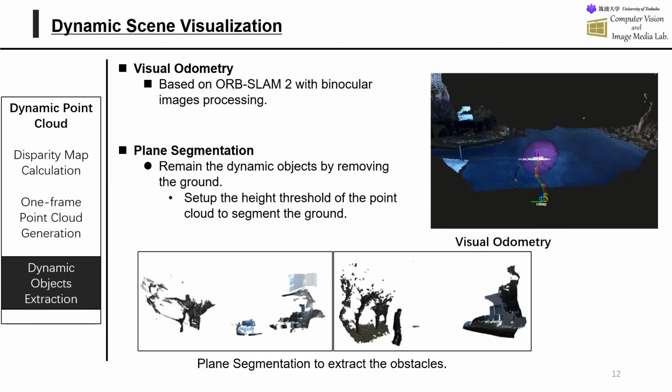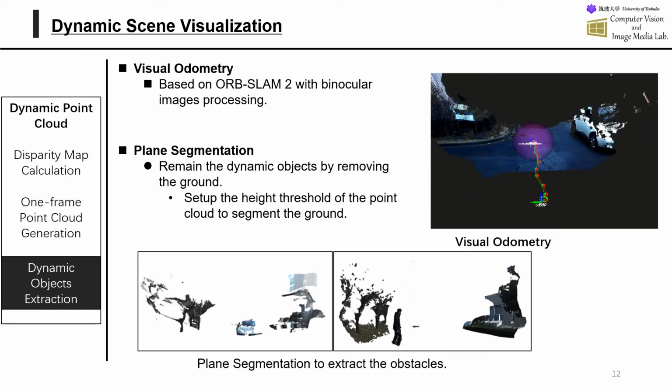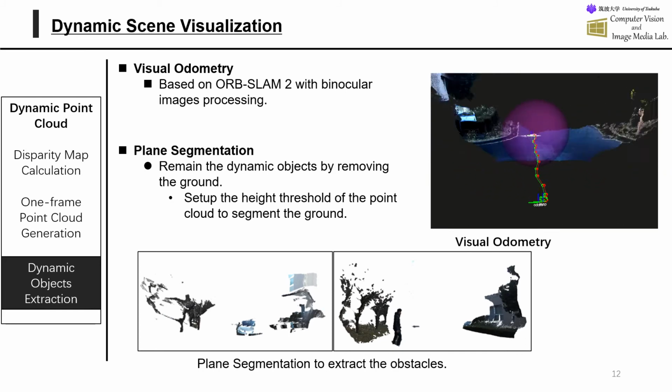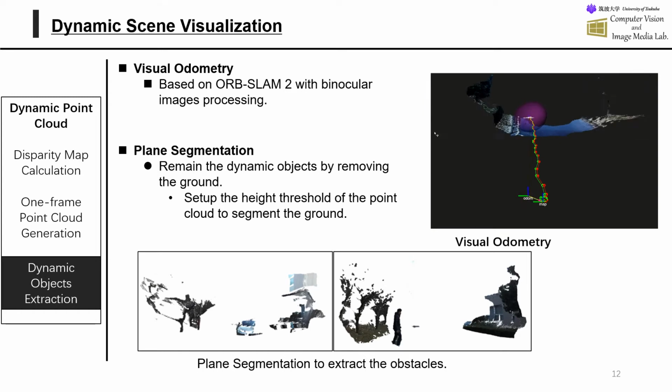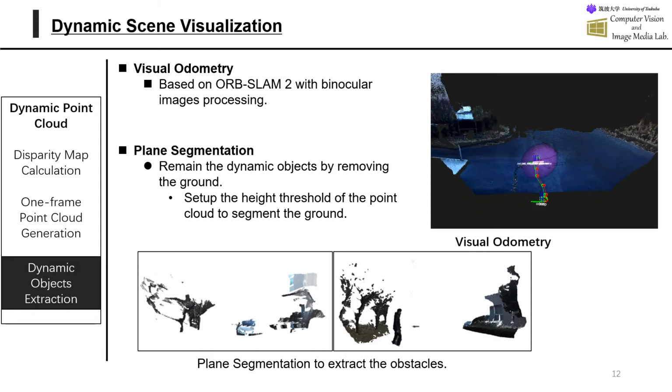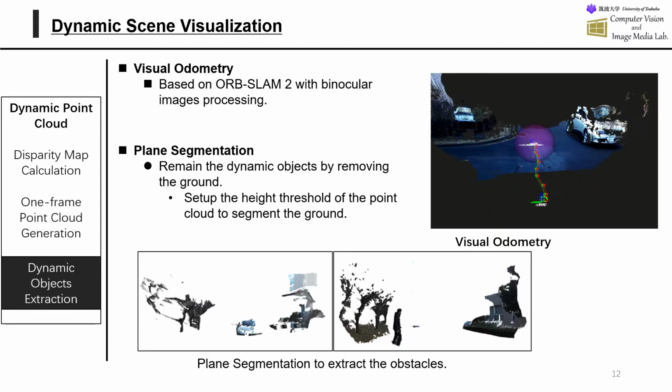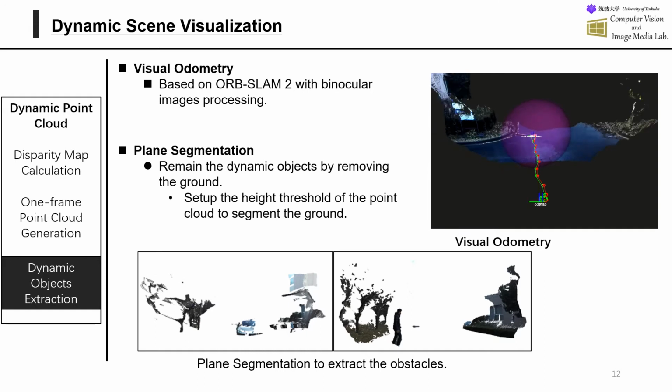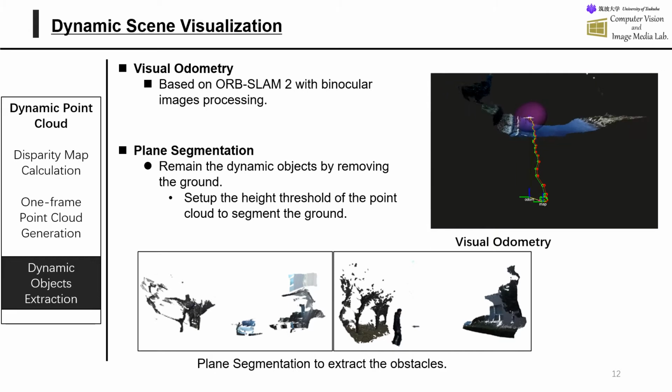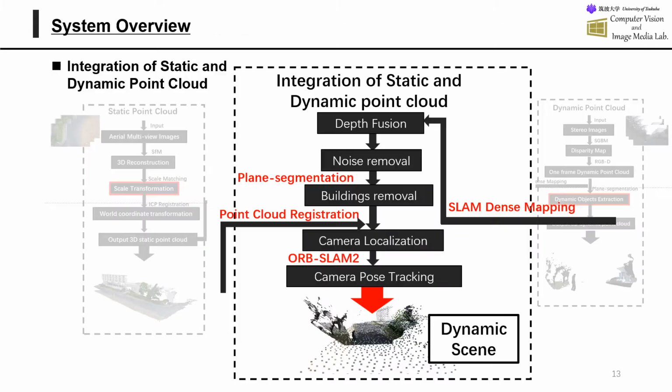Then, to track the vehicle pose in real time, we use the visual augmentation by ORB SLAM to track the camera pose. The video shows the augmentation performance. To segment the obstacles from the ground, we set up a height threshold on the z-axis to remove the ground. We call it the plane segmentation method. The segmented point cloud contains both static obstacles and dynamic obstacles. Trees, buildings, and the moving vehicles information are all necessary to protect drivers from traffic accidents.